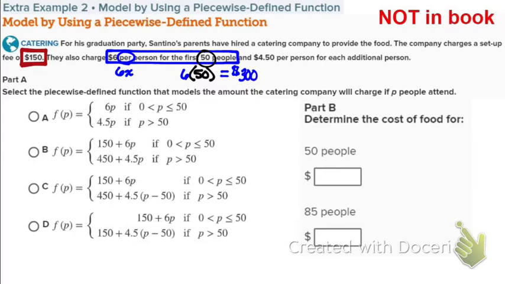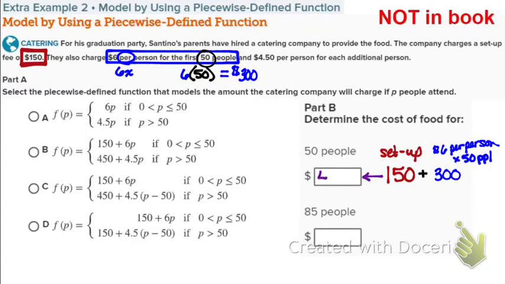I'm actually jumping over here to part B. We'll go do part A in a minute, but I kind of want to think through this first so that we can make it make sense. All right, so we have our $150 setup fee. We're going to add the $300. This is $6 per person times 50 people for a grand total of $450.